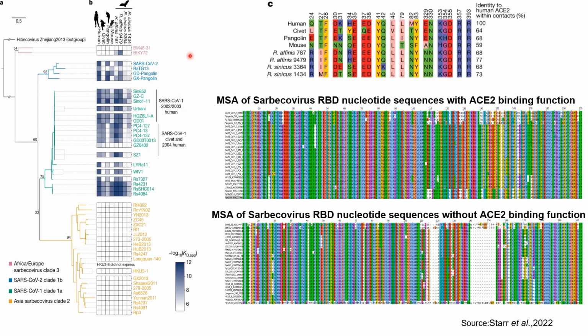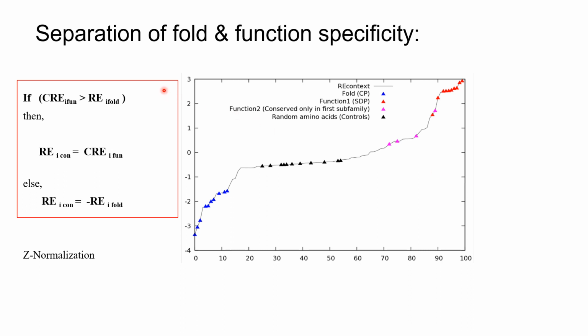The data we used to identify the sites responsible for fold and function is from the Starr et al. paper, where we used a multiple sequence alignment of the RBD nucleotide sequences for families with ACE2 binding function and without ACE2 binding function. The basic idea is that the sites which are conserved across both families are responsible for fold, whereas the sites which are conserved in one family and not conserved in the other are responsible for the ACE2 binding function phenotype. So here is a set of calculations which helps in separation of fold and function specificity.